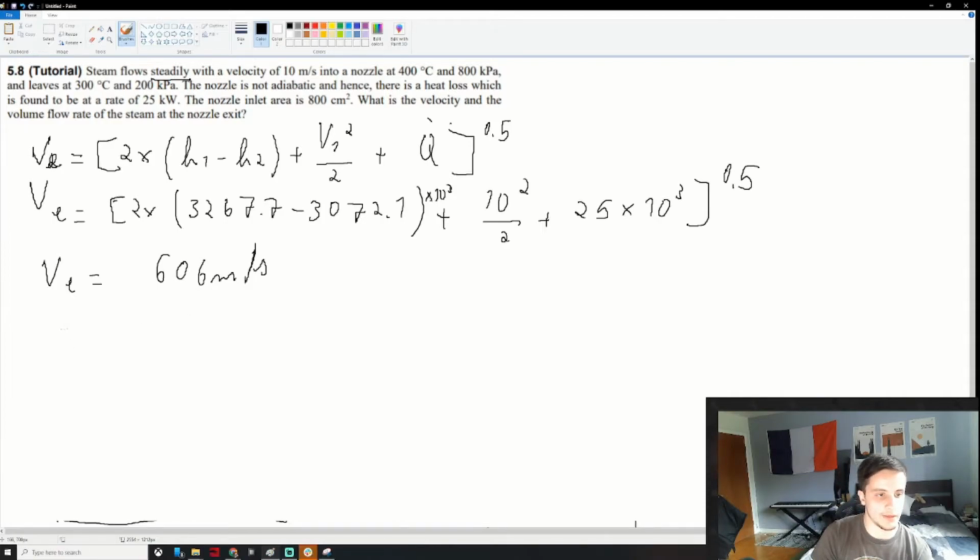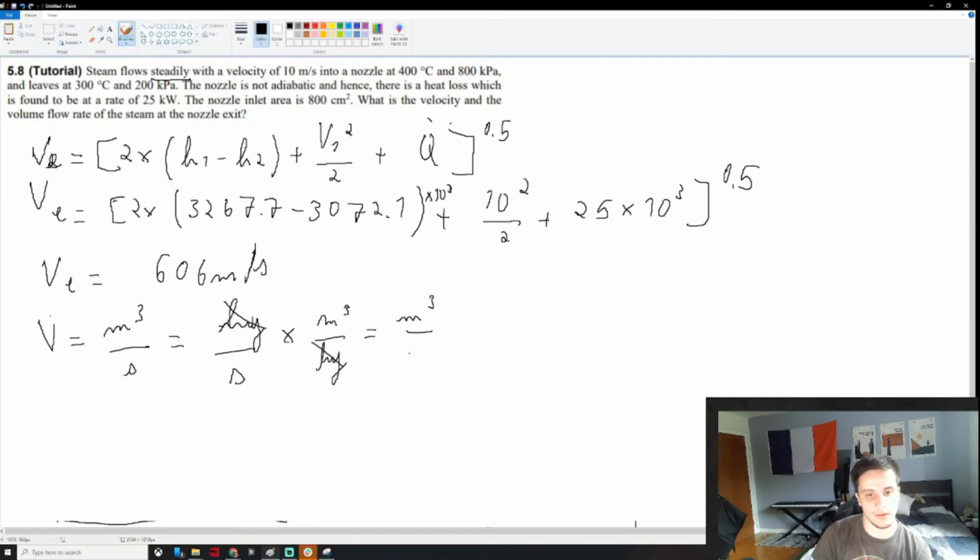And then for the volumetric flow rate, well, you can find that by multiplying the mass flow rate times the velocity that you just found. So why is that? Well, volumetric flow rate is meters cubed per second, and mass flow rate is kilograms per second. Oh, sorry, my bad. Times, not velocity, but specific volume. And specific volume is meters cubed divided by kilograms. And so you cancel out the kilograms and you get meters cubed per second.